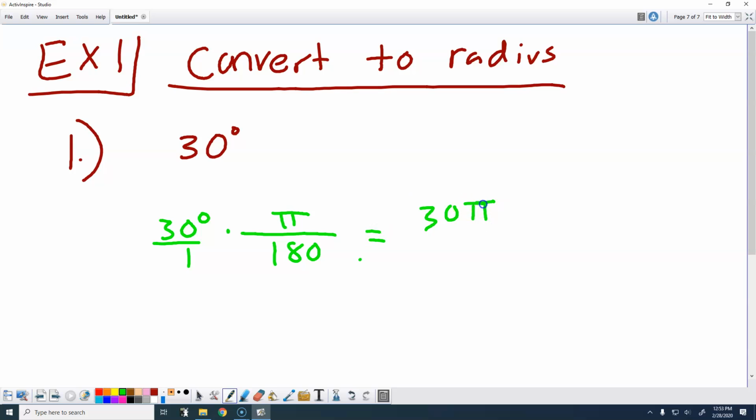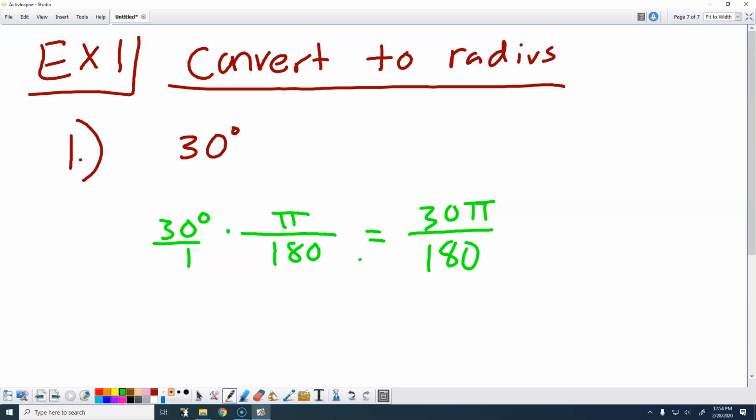Now, you could get out a calculator and change this all into decimals. But just so you guys know, they will not write it like that. They're always going to leave it in terms of pi and reduced. So we're just going to reduce the fraction and leave the pi there. That's how they write the answer.